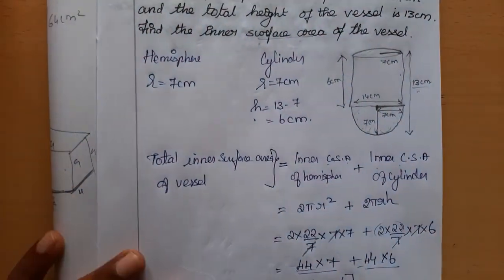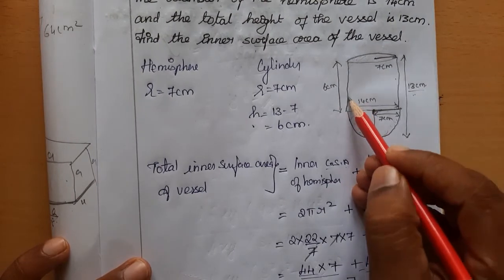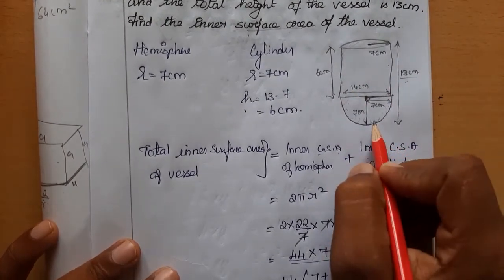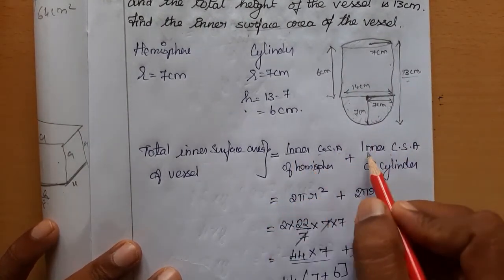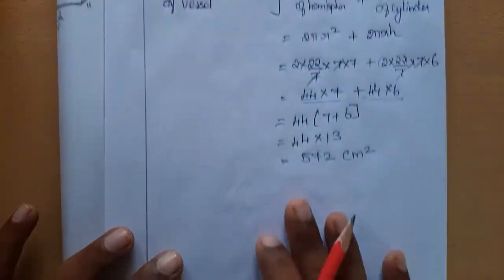First we have to draw the figure, and we can identify which areas we have to add. So here, curved surface area of the cylinder plus curved surface area of the hemisphere, and since they call it inner, we are finding the inner. Clear?